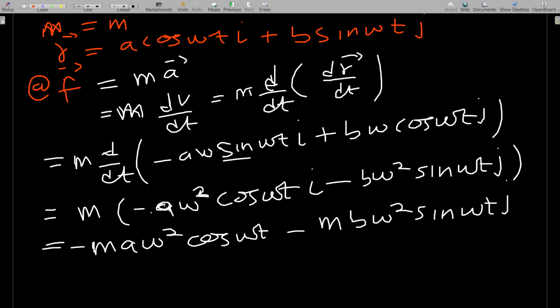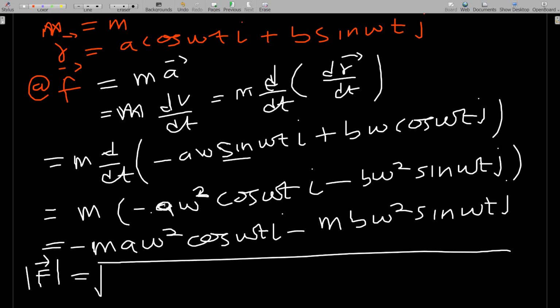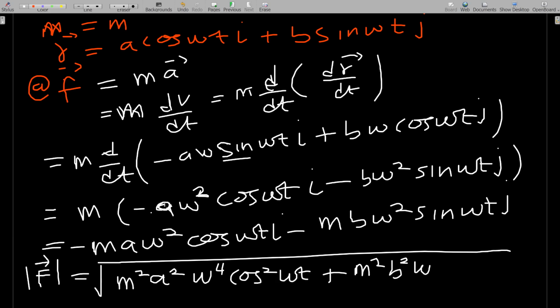So this is my force. The magnitude of the force is simply the square root of the components summed. So the magnitude of F, that's the question you should find, is equal to the square root of, you square each term, then you sum them. You square the minus of this, that will be positive. So I have m squared a squared omega to the power 4 cos squared omega t, plus m squared b squared omega to the power 4 sine squared omega t. I'm squaring everything. Omega is already squared, so when you square, you get omega to the power 4.